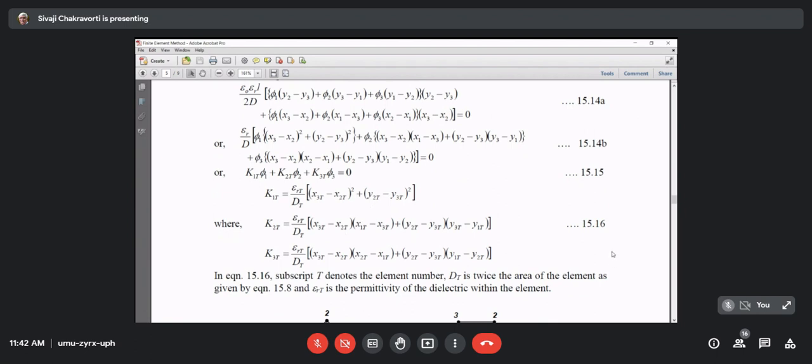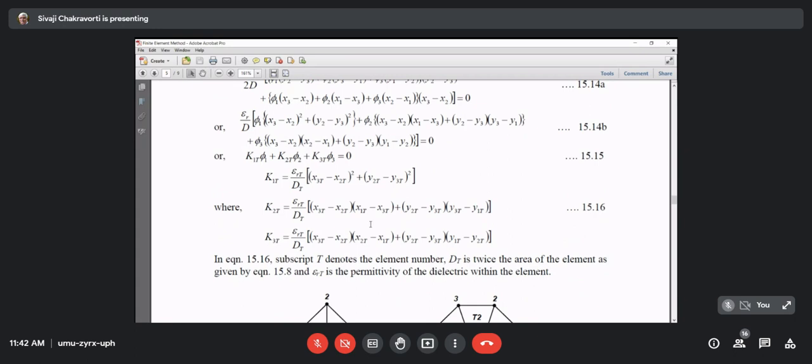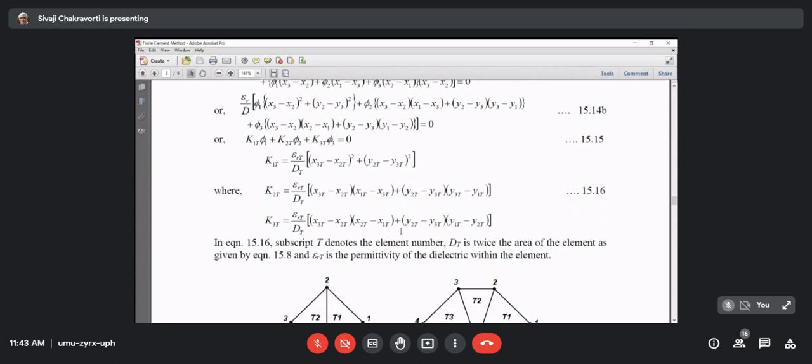And then we write equation 15.16 where we write clearly the three coefficients and their expressions. And we can clearly see that these expressions have nothing but the coordinates, because area of the triangle is expressed in terms of the coordinates of the vertices. The other terms are also coordinates, and only one additional term is there, that is epsilon r, and that is a material property. So you can clearly see how beautifully this equation has been developed.